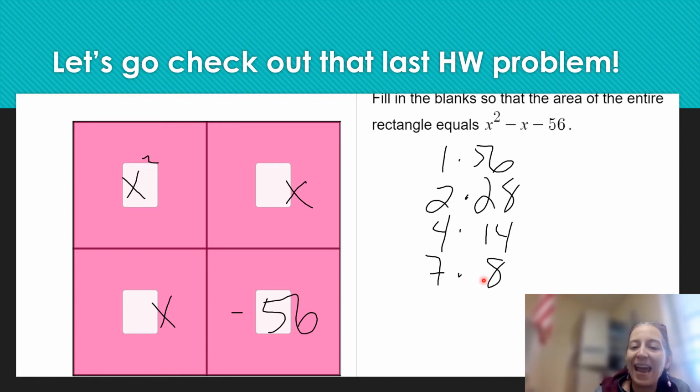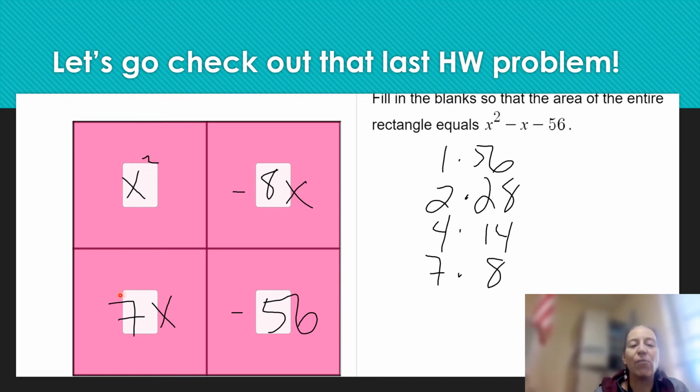Now, 7 and 8 actually will work to give me a negative 1 if I make the 8 negative and I make the 7 positive, because 7 minus 8 would give me negative 1, or 7x minus 8x gives me the negative 1x. Now you might be saying, well, does it matter which one goes where? Actually, it doesn't. And I did tinker around in Desmos, and I put it in both ways. And however that program is written, it's going to work either way.